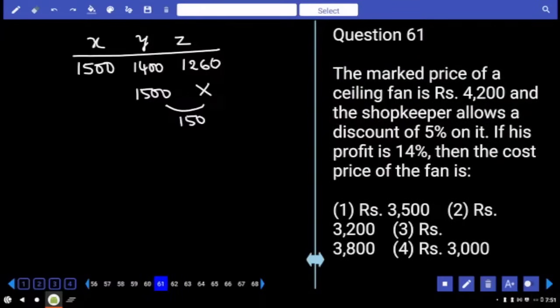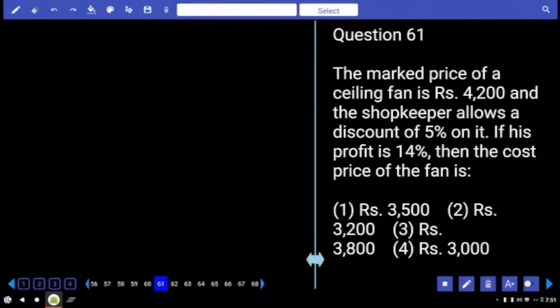The market price of a ceiling fan is 4,200 and the shopkeeper allows a discount of 5% on it. If his profit is 14%, then what is the cost price of the fan? We'll consider this 4,200 a little bit later. How much discount is offered? 5%, then the selling price will be 95% of which price? Market price. And the profit of 14% is allowed.